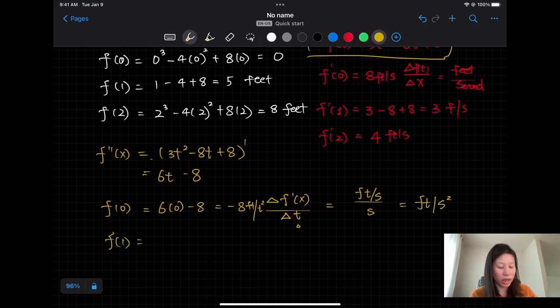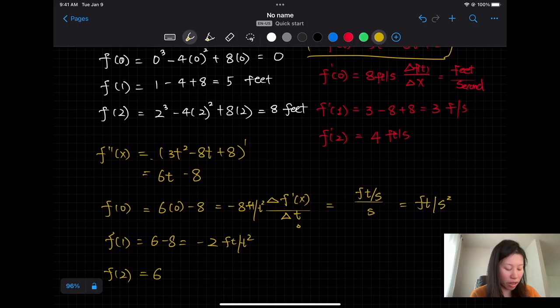Okay, when it's 1 second, this is going to be 6 minus 8, which is negative 2 feet per second squared. Still, this is concave down. Well, at 2 seconds, I have 6 times 2 minus 8, which is 12 minus 8. This gives you 4 feet per second squared.